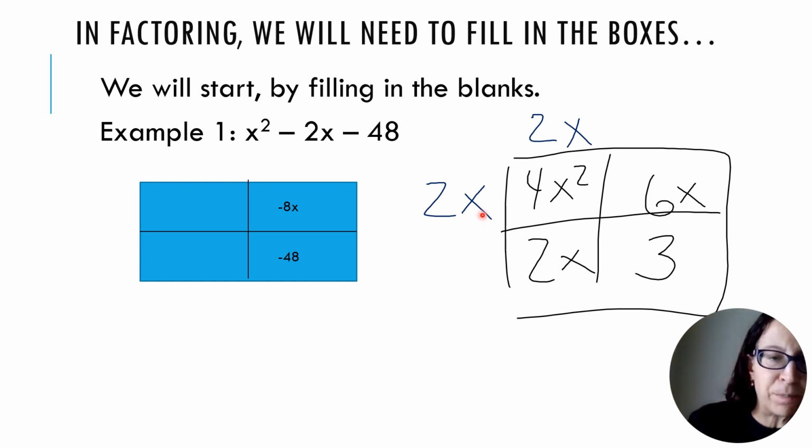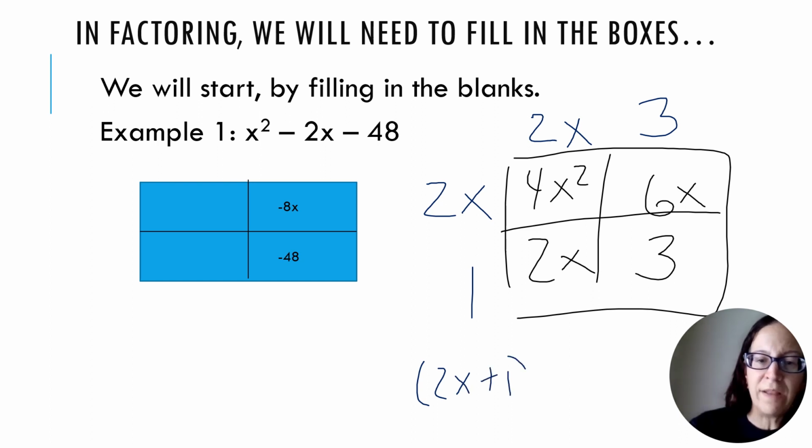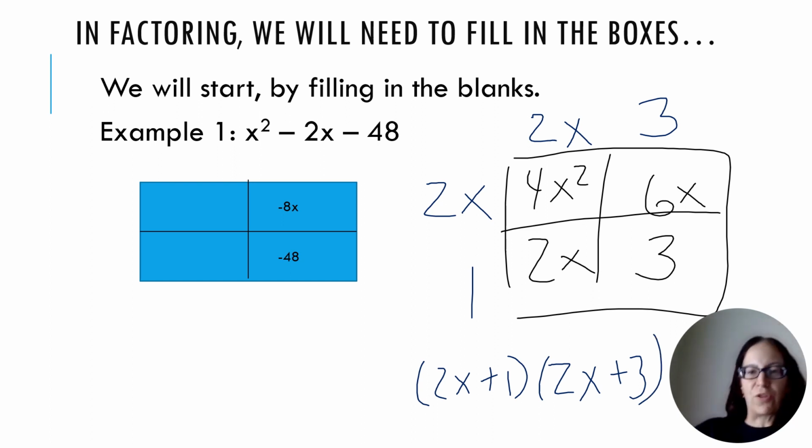Looking at this position right here, 2x times what would give me 2x? That would be a 1. And then you can go either here or here. For me, this one looks easy. So 1 times what would give me 3? That would be 3. And now I will use this one as a check. 2x times 3 does give me 6x. And so my answers are 2x plus 1. That's one of my factors. And the other factor is 2x plus 3.